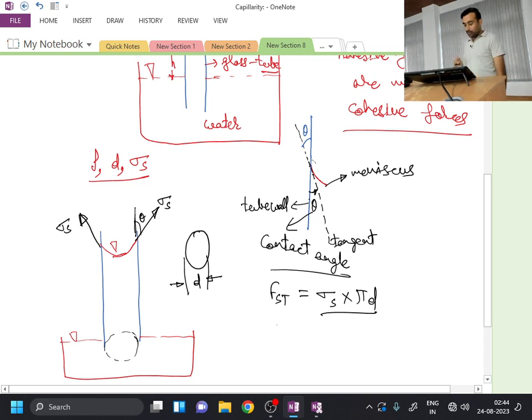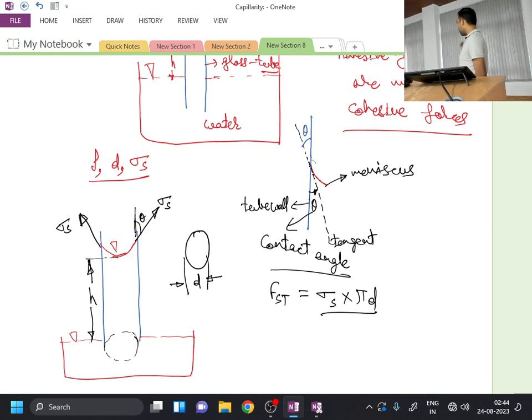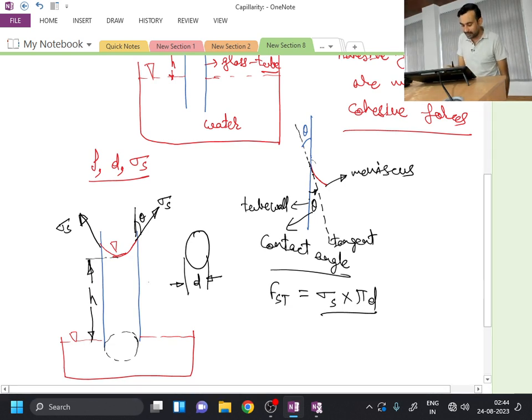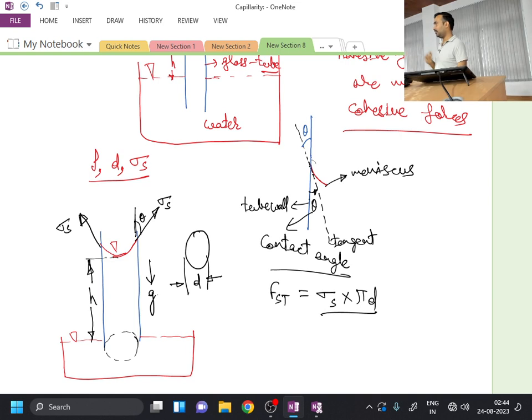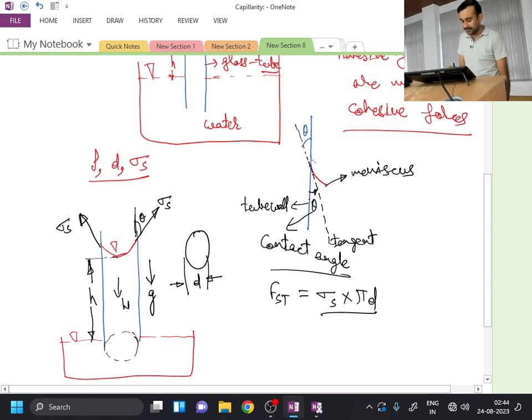Now, this water has some height h over here. The weight of the water column will also be acting in the downward direction, because whenever I insert the tube, I cannot switch off the gravity field. On the earth's surface, there will be gravity, so gravity I cannot avoid. Ultimately the weight of this liquid column will act in the downward direction.